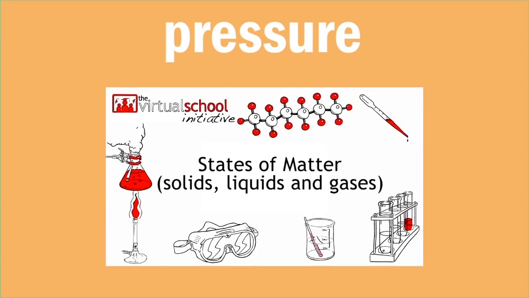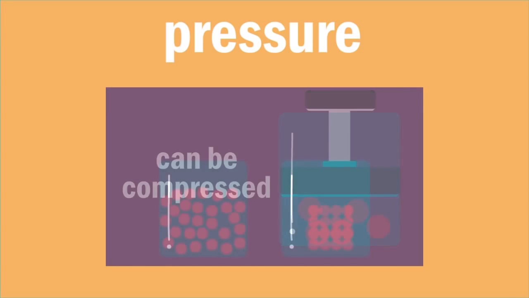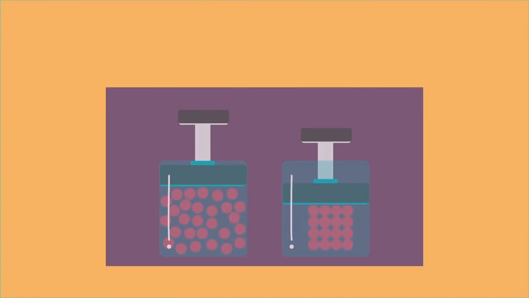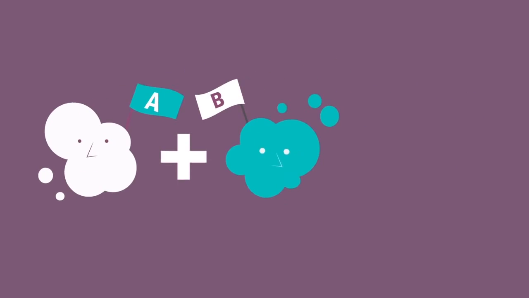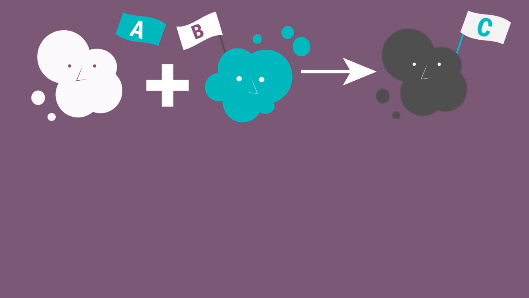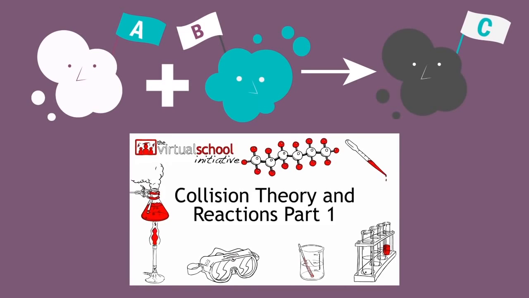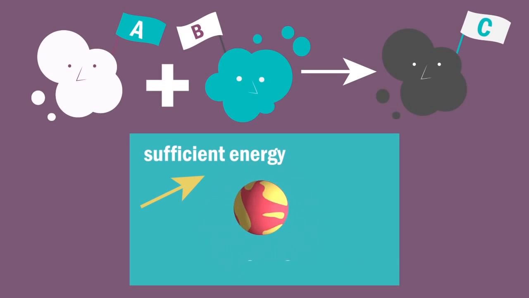As mentioned in our video on states of matter, gases can be compressed, while solids or liquids cannot. Pressure, therefore, only affects the reaction rate of reactions involving gases. Let us consider two gases, A and B, reacting to make gas C. As mentioned in our video Collision Theory and Reactions Part 1, for a reaction between gas A and gas B to occur, they must collide with sufficient energy.